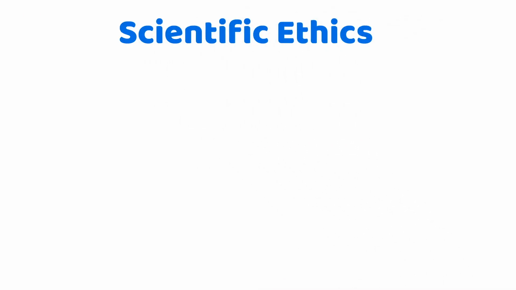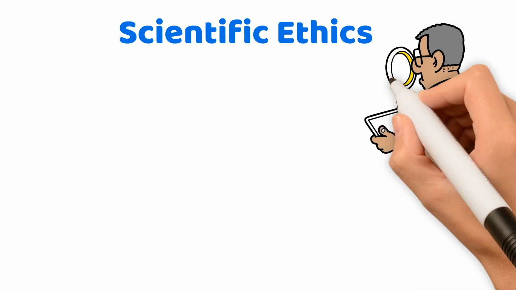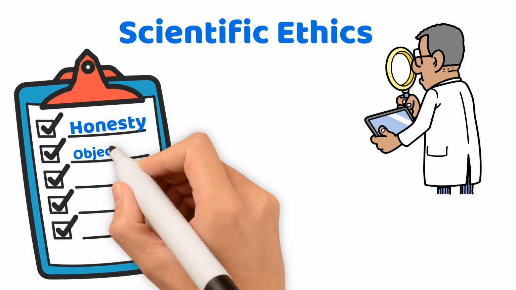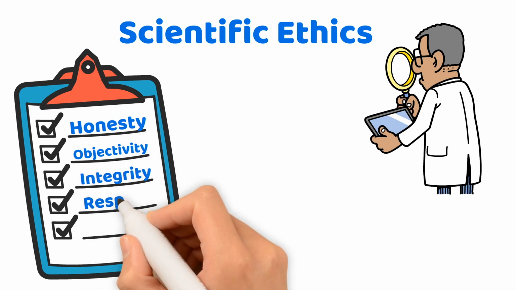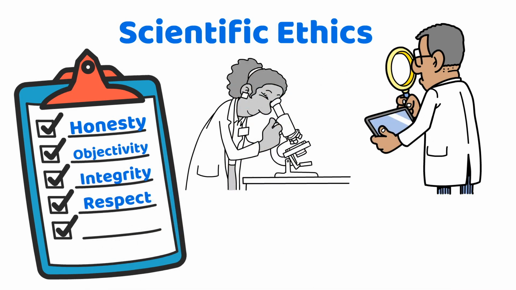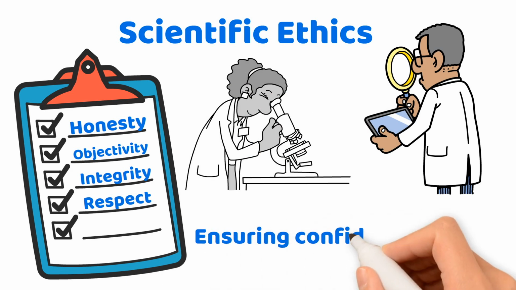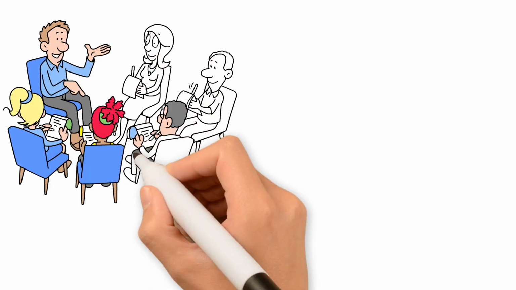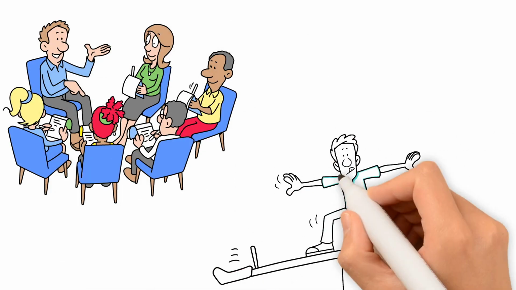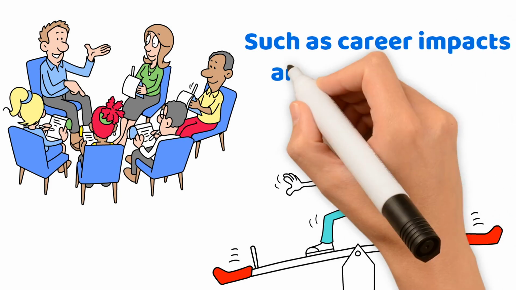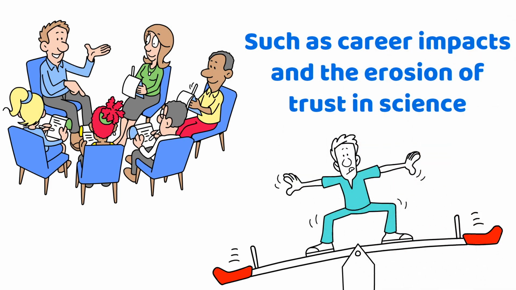Scientific ethics. Scientific ethics are the backbone of research integrity. Key principles include honesty, objectivity, integrity, and respect for intellectual property. It's essential to conduct all scientific work with carefulness and openness, ensuring confidentiality and responsible publication. We'll discuss how these principles guide researchers in maintaining high ethical standards and the consequences of ethical breaches, such as career impacts and the erosion of trust in science.